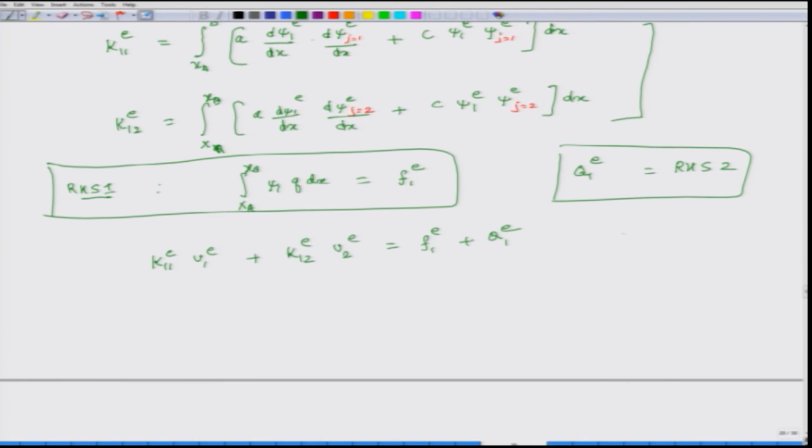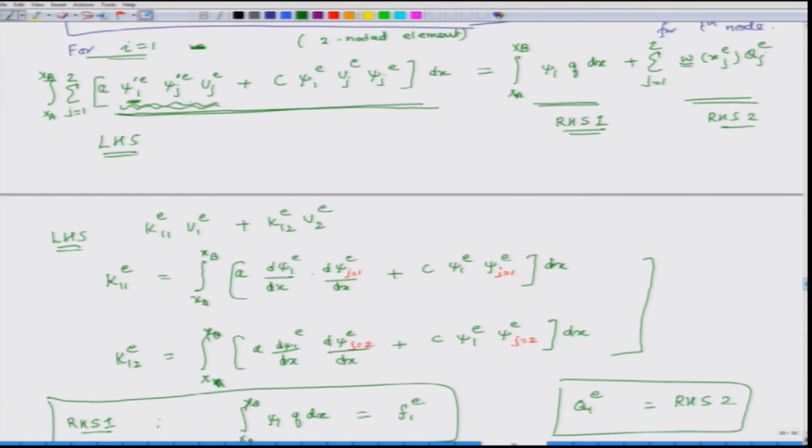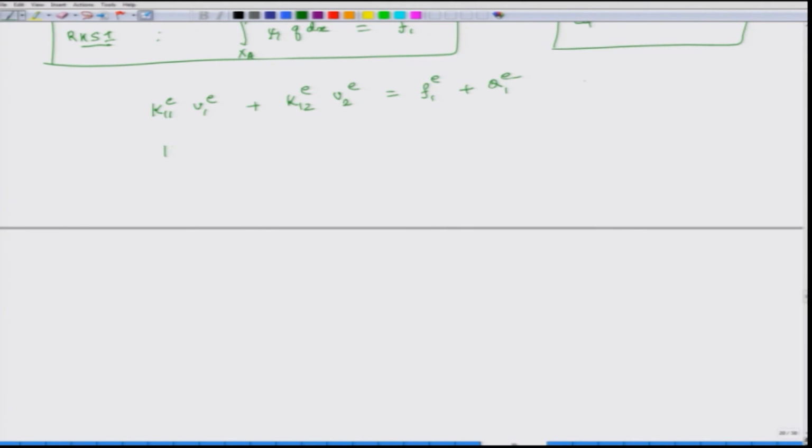Now, this is one equation. I have two nodes in the element. So, I can take the second value, I is equal to 2, and I can do the same mathematics and I will get another equation: K21 U1e plus K22e U2e is equal to F2e plus Q2e. Agreed?